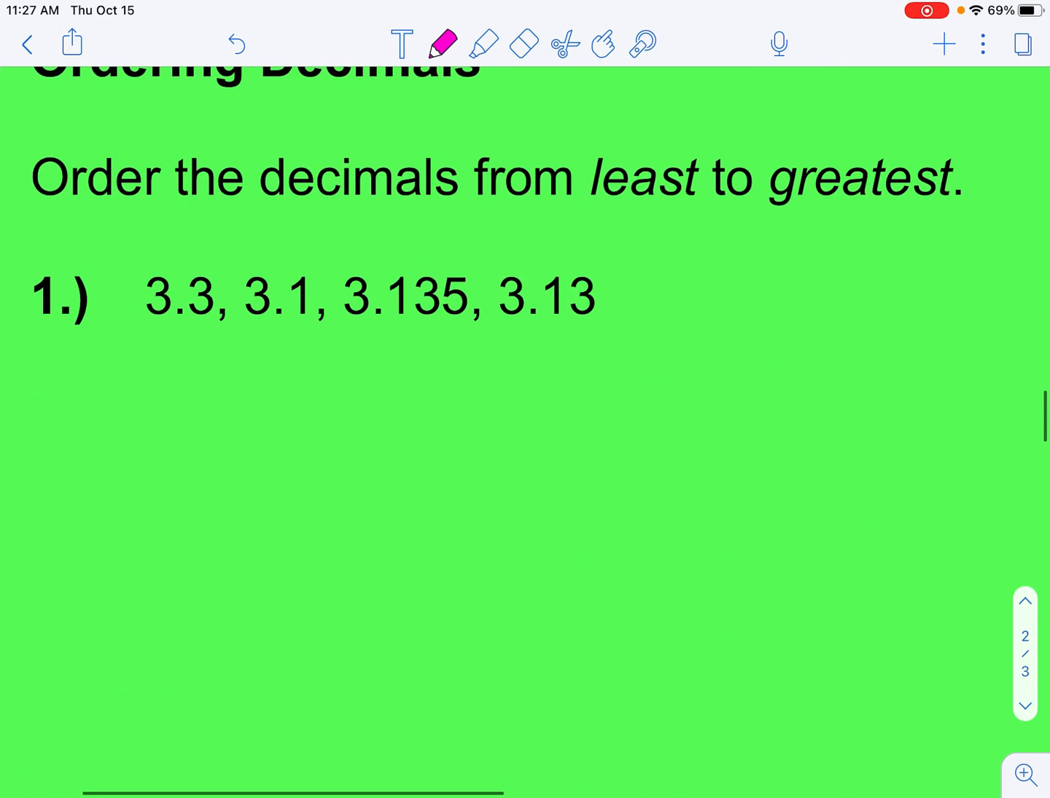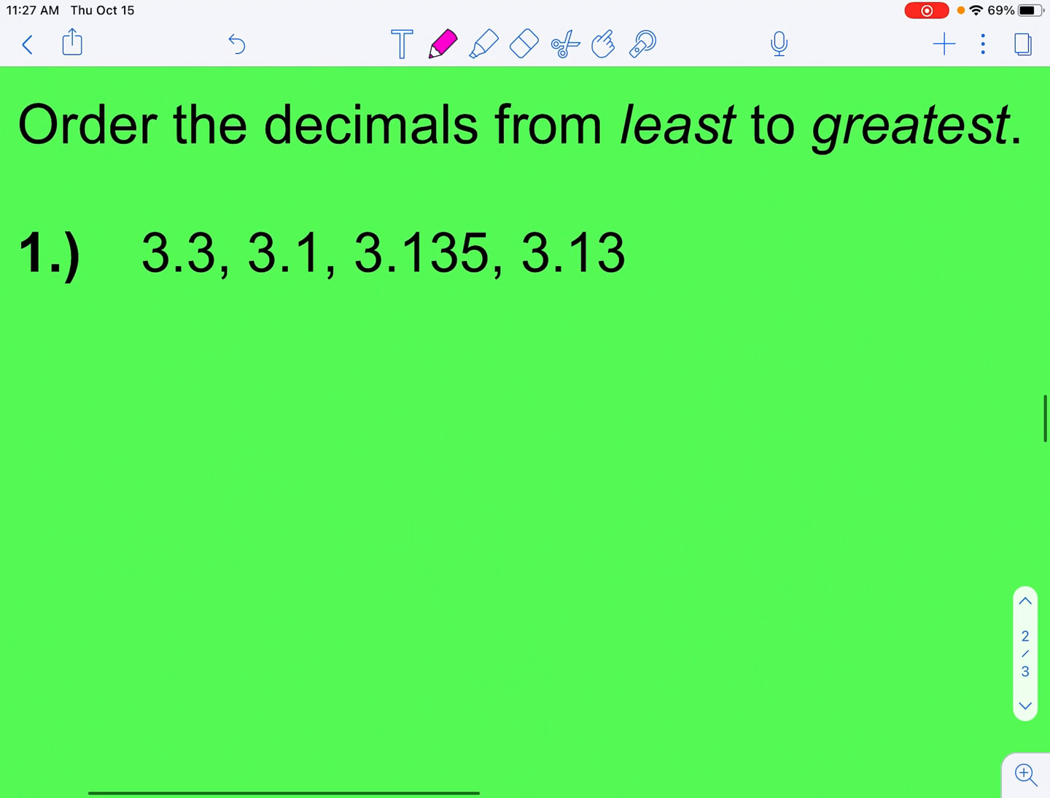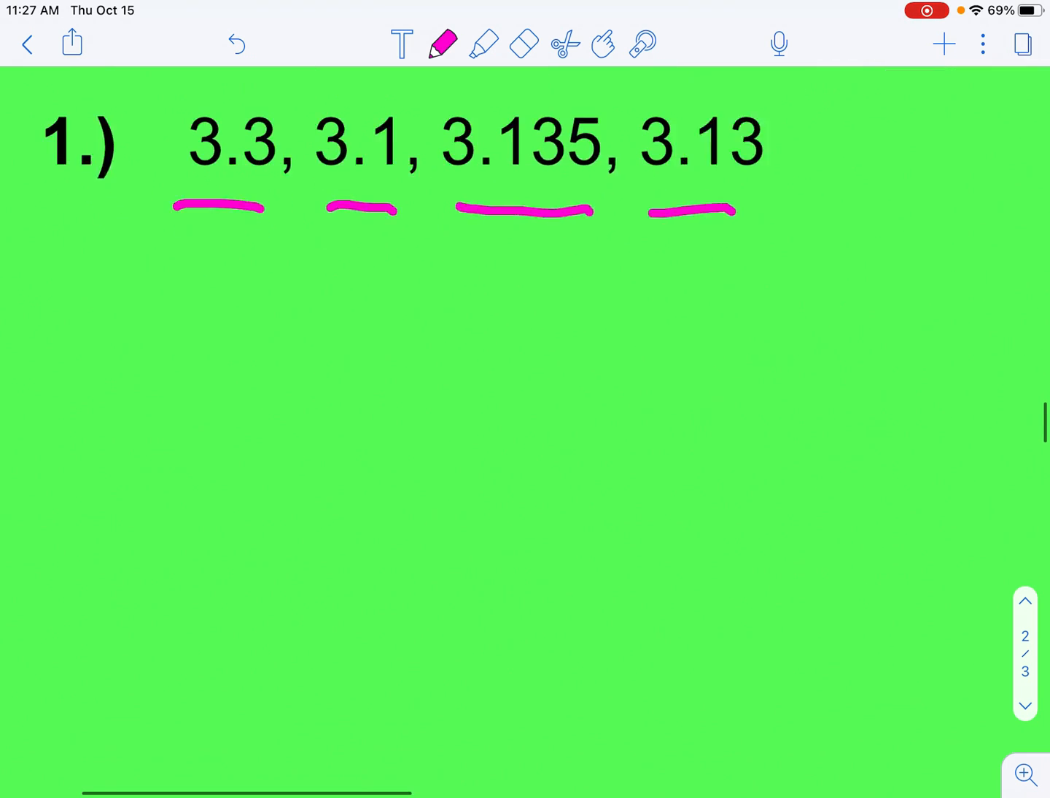But now we're going to work on ordering decimals. Ordering decimals can be a little tricky because we might need to add some zeros. I will explain that as we get going. So I have 3 and 3 tenths, 3 and 1/10, 3 and 135 thousandths, and 3 and 13 hundredths. I need to put these in order from least to greatest.